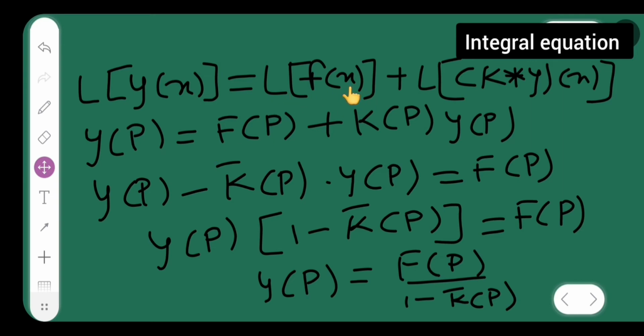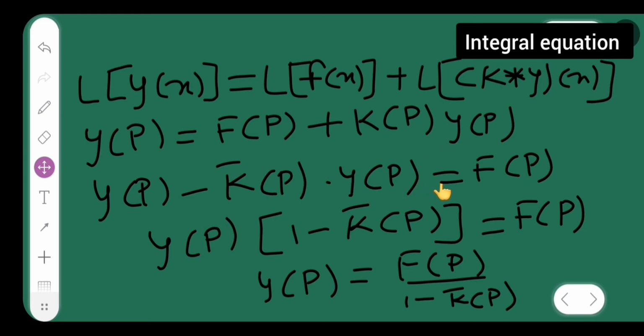Now this is equal to, Laplace of f of x will be nothing but f bar of p, plus this I am going to write as k bar of p. So Laplace of k is k bar of p, and Laplace of y of x is y bar of p. I have directly done this part. Now this is y bar of p as it is, minus, since y bar of p is there and here also y bar of p is there, I have taken this part to the other side, so it will become minus k bar of p into y bar of p.